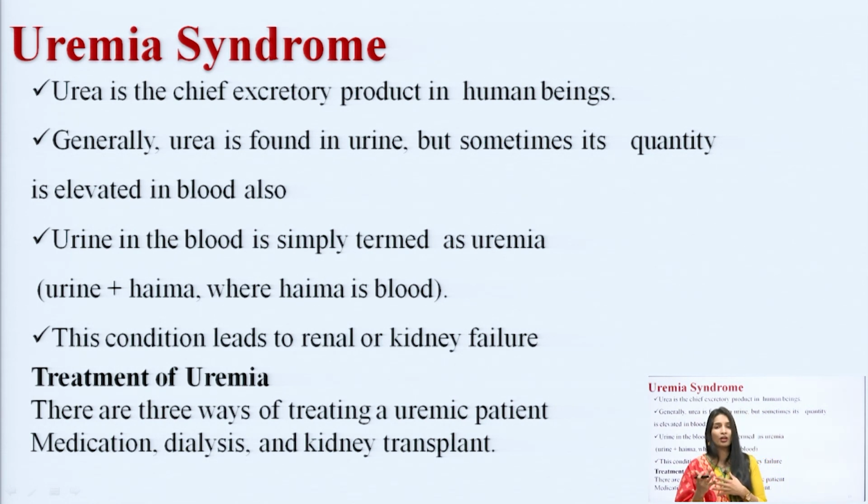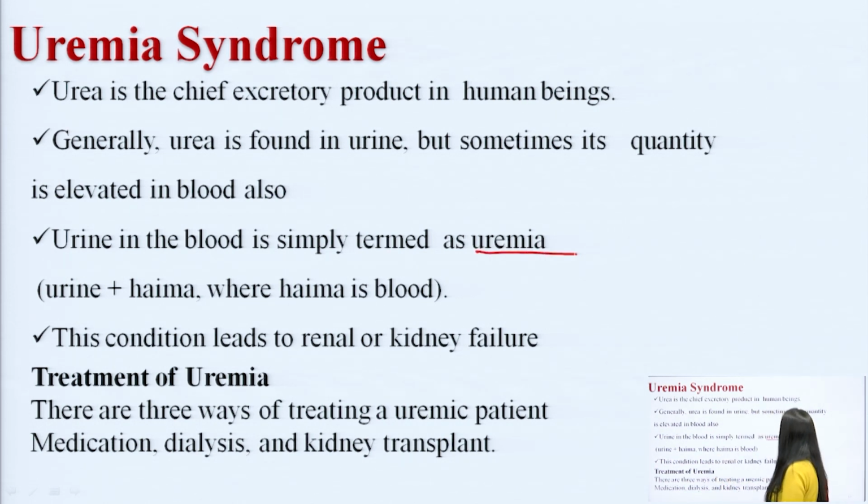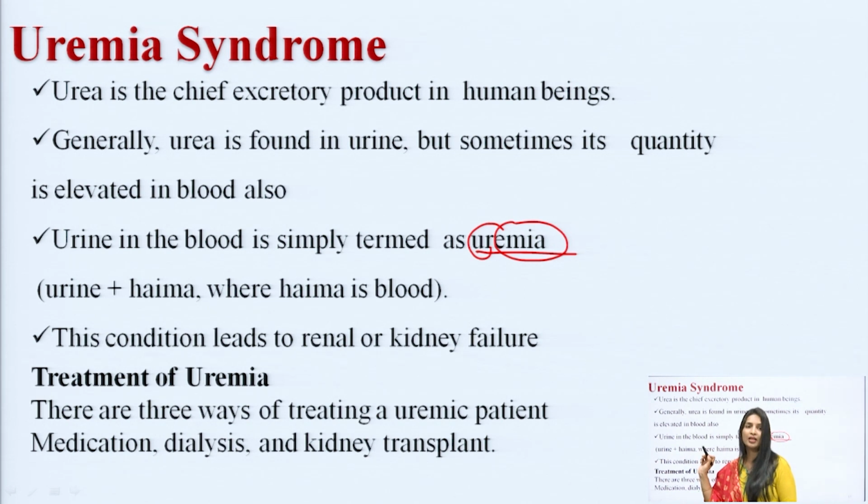If you go with a Google search, they will give you that uremia means increased urea in the blood. Okay, so urea in the blood is simply termed as uremia. Just see: uremia, urine plus hemia. What is meant by hemia? Hemia is nothing but blood. Urine in the blood you can simply term as uremia.